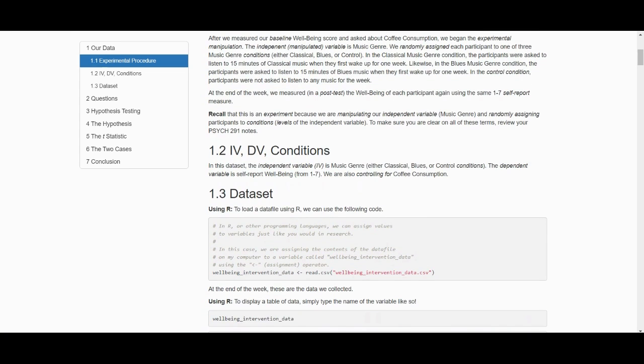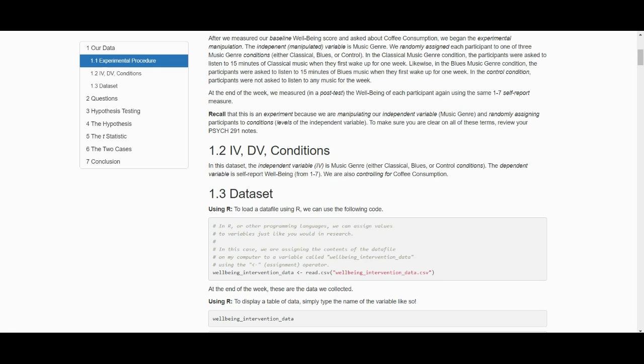After we measured our baseline well-being score and asked about the coffee consumption, we began the experimental manipulation. The independent variable, which is the one we're manipulating, is music genre, because we randomly assigned each participant to one of 3 music genre conditions. We either put them in a classical music condition, a blues condition, or just a control condition.